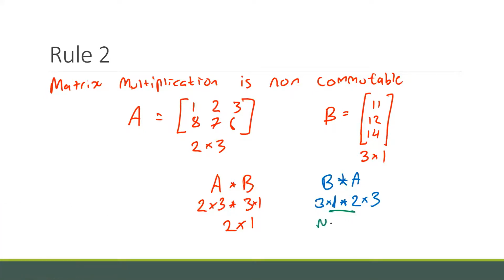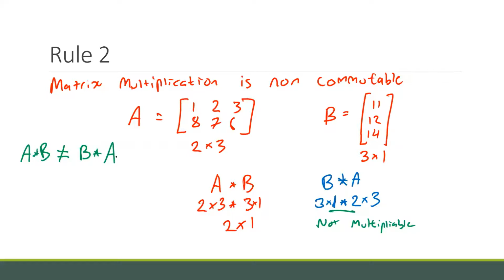This is not multipliable. And what that means for this algebra is that, and I'm going to write that here, A times B doesn't have to be equal to B times A.